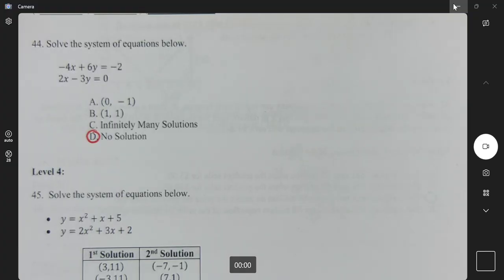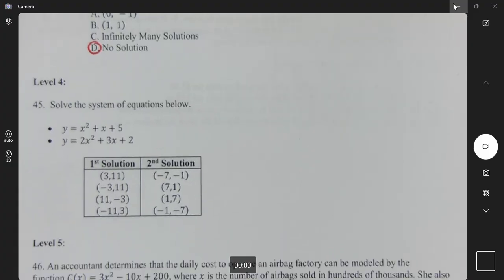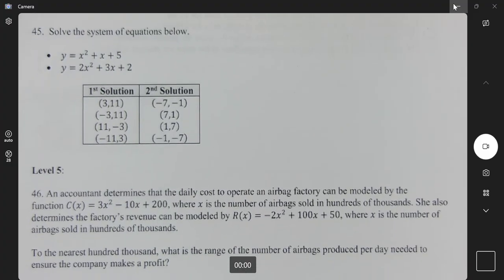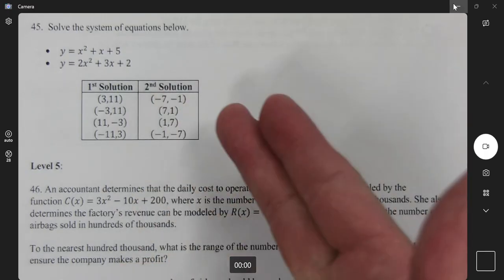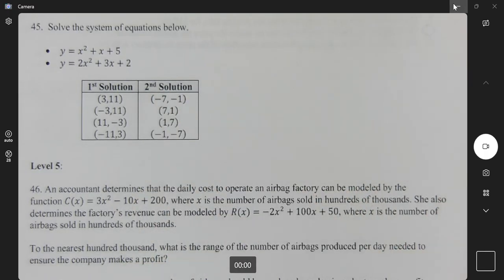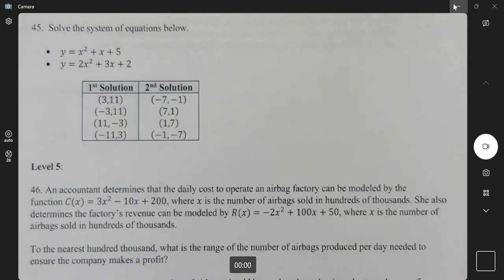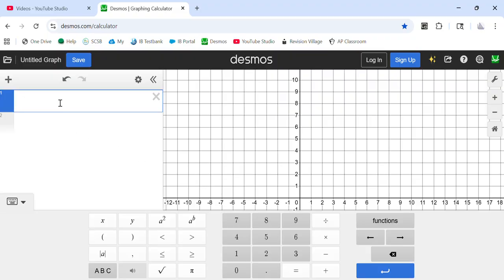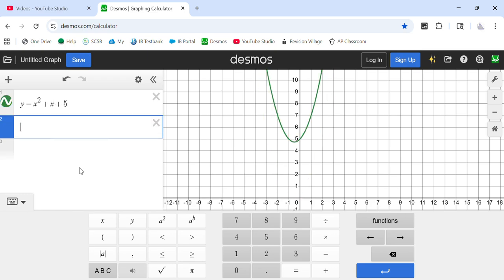How about a system of equations that are nonlinear? A nonlinear system of equations is basically where we ended chapter 3. Just go to Desmos and type these two and see where these two U-shaped graphs cross each other, because that's what a solution is. You don't even have to type the y equals, but let's just do it, that way you don't have to think about what you're typing. y equals x squared plus x plus 5. There's one of my quadratics, and the other one is y equals 2x squared plus 3x plus 2.